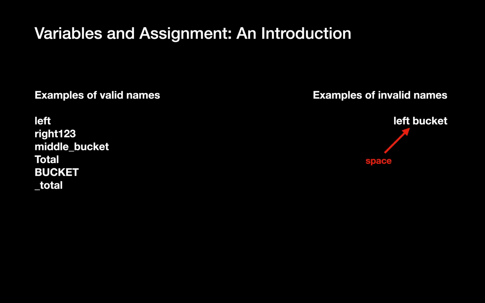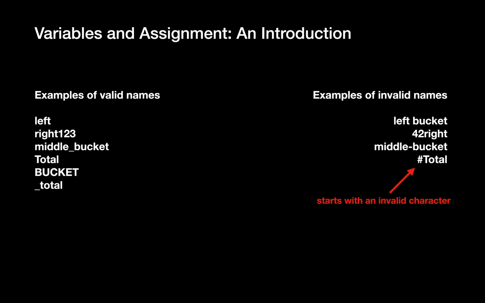These, on the other hand, are some examples of invalid names. In this case, "left bucket" contains a space, and a programming language will actually interpret that as 2 separate names. "42right" starts with numbers, which is generally not allowed. "middle-bucket" contains an invalid character because minus is generally used to represent subtraction. And something like "#total" also starts with an invalid character.